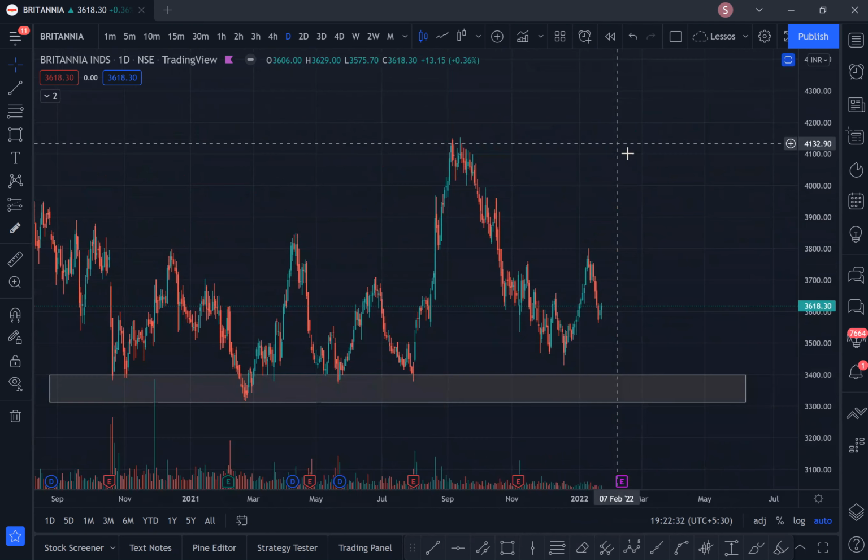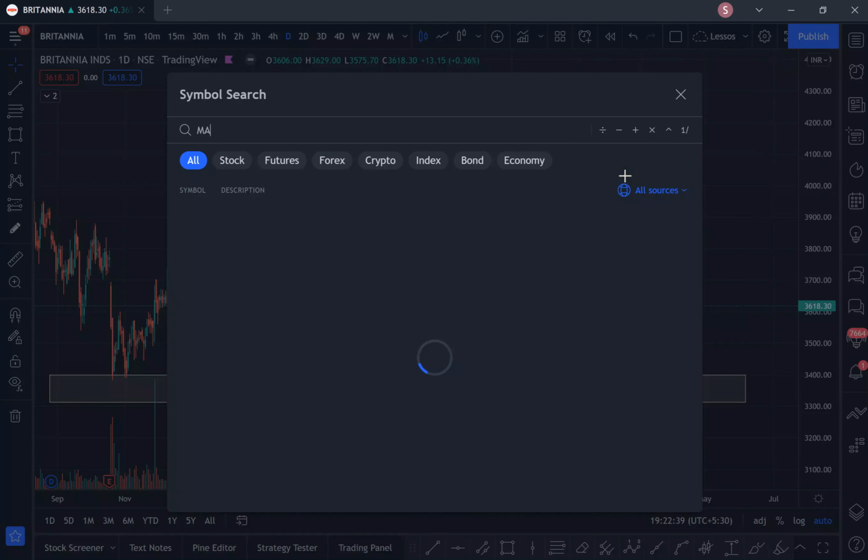So let's take some other stock. Let's take Maruti.